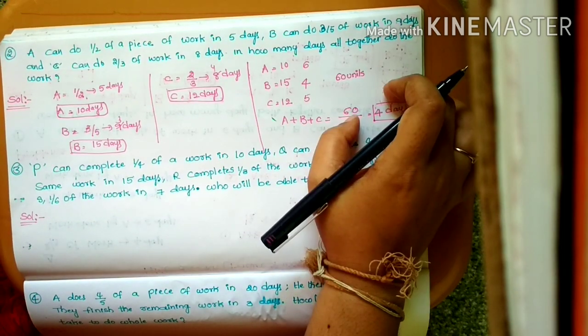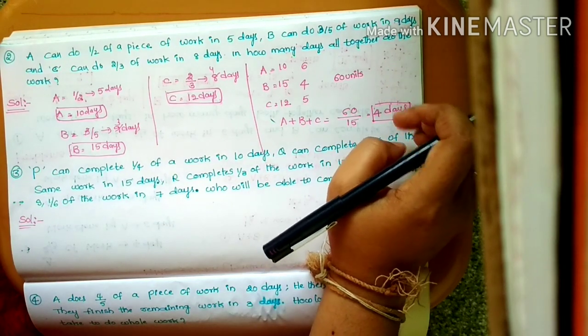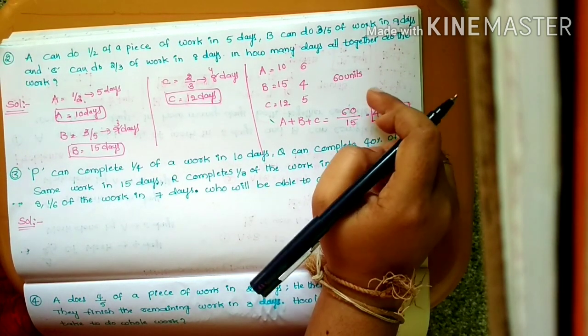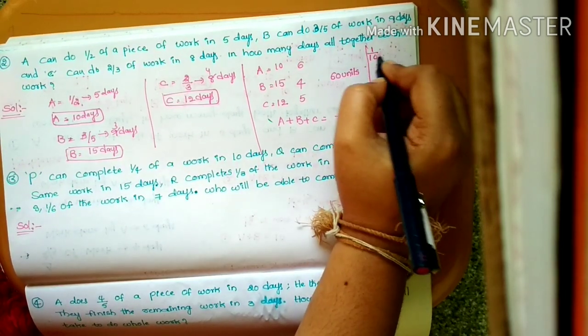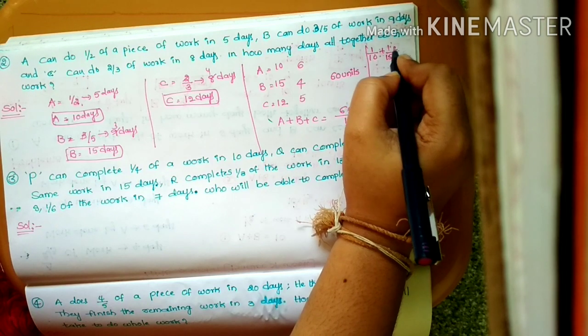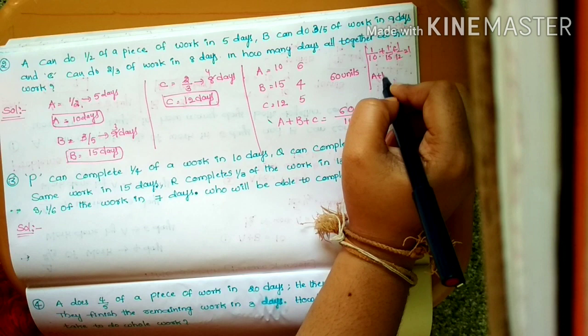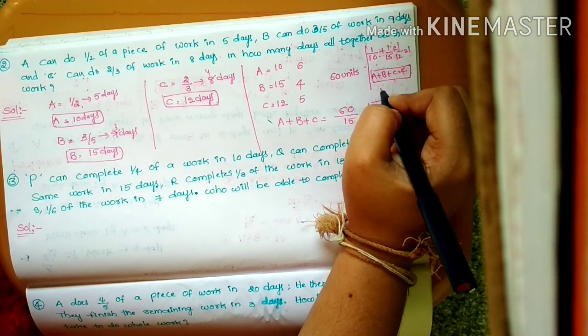This is one method. Already I told you 1/A plus 1/B plus 1/C is equal to 1. Like that we can solve the problem. 1/A means 1/10, 1/15, 1/12 is equal to 1. So finally we get the A plus B plus C value 4. This is also another method.